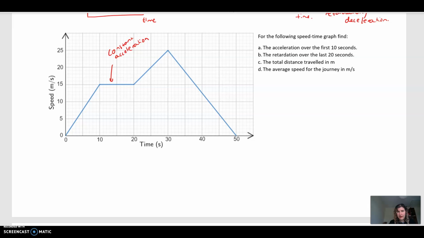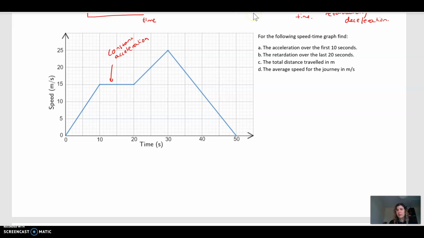Okay, our line then has a bit more of a gradient. So now we're accelerating again. So acceleration is positive and our speed is increasing. And then our speed starts to decrease, and we would be decelerating or retarding in this stage here. So it would be getting lower.